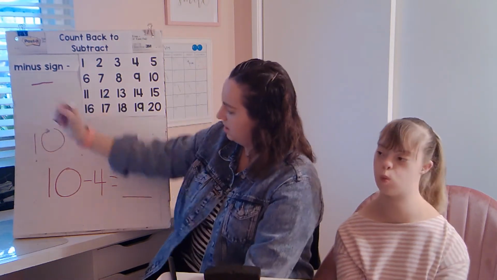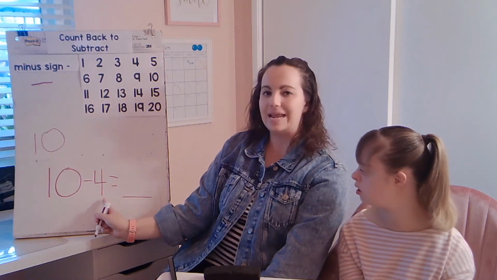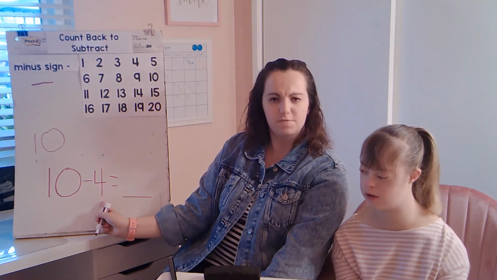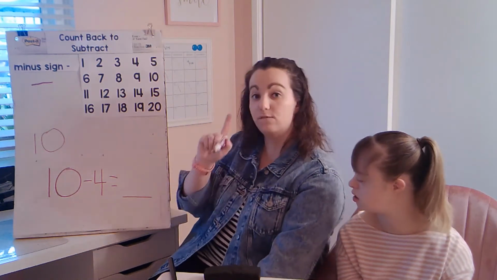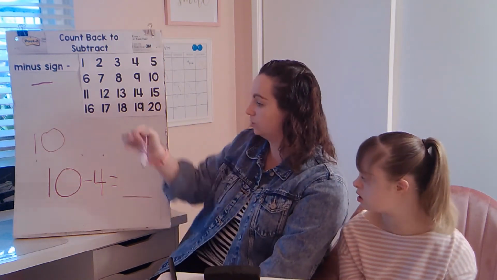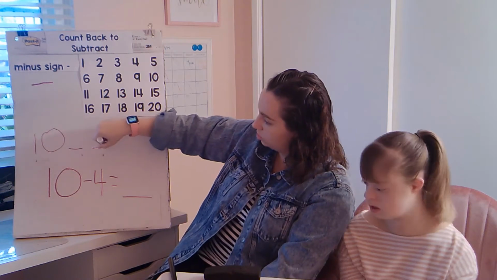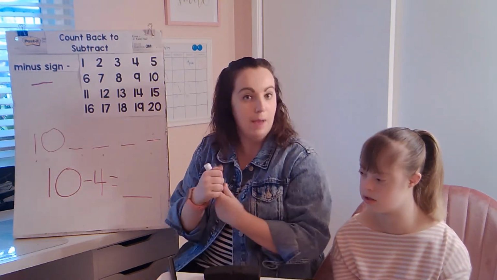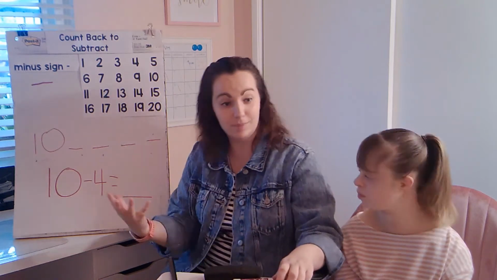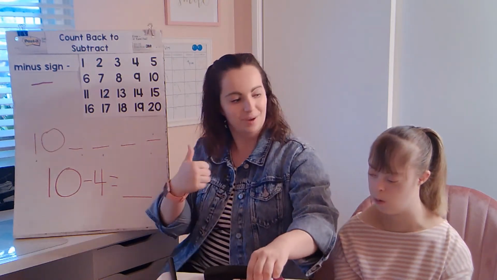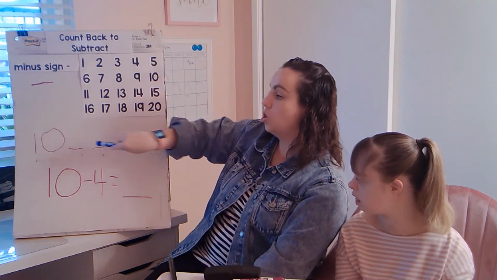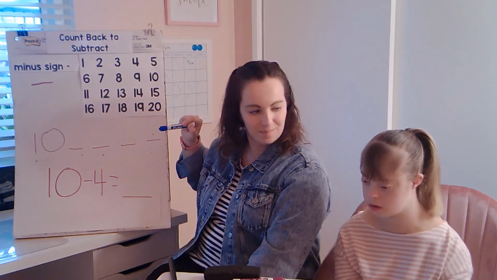And then, how many am I taking away? How many numbers do I have to count back? 4. So I'll go ahead and draw 4 lines to help me keep track. 1, 2, 3, 4. Okay, I made my own lines. I'm helping myself solve this problem. Pretty cool. Now, let's go ahead and use our own lines we made to solve the problem.